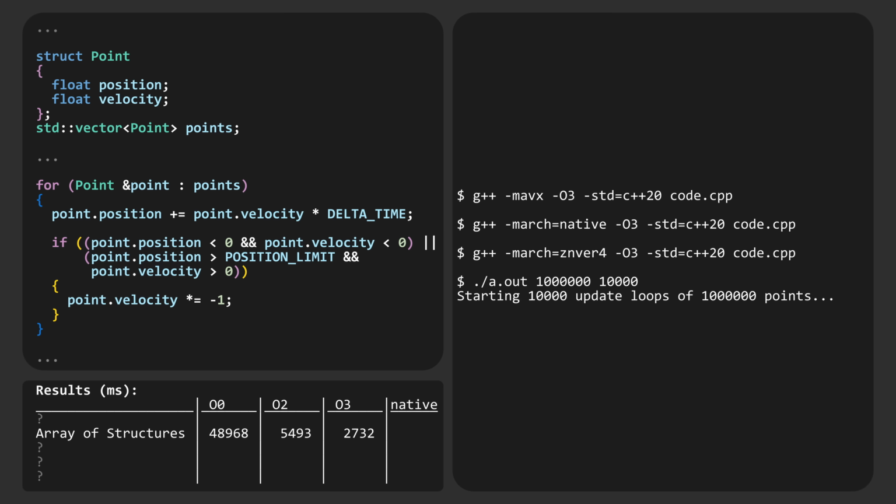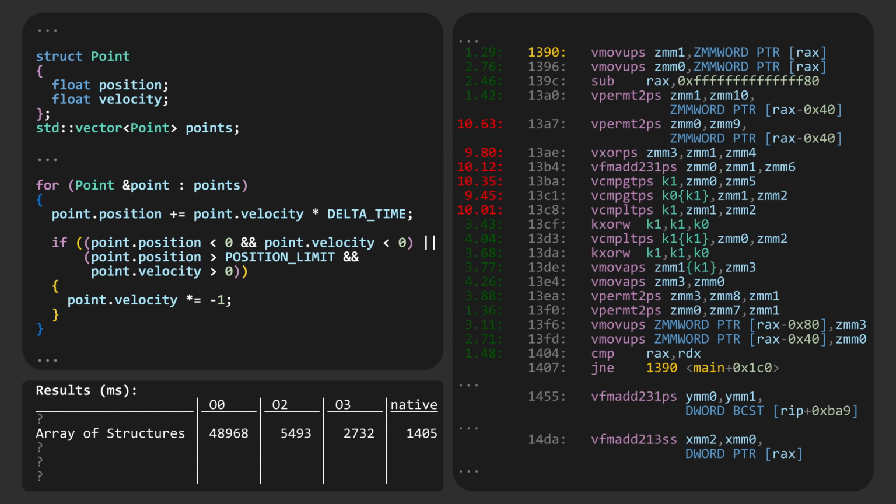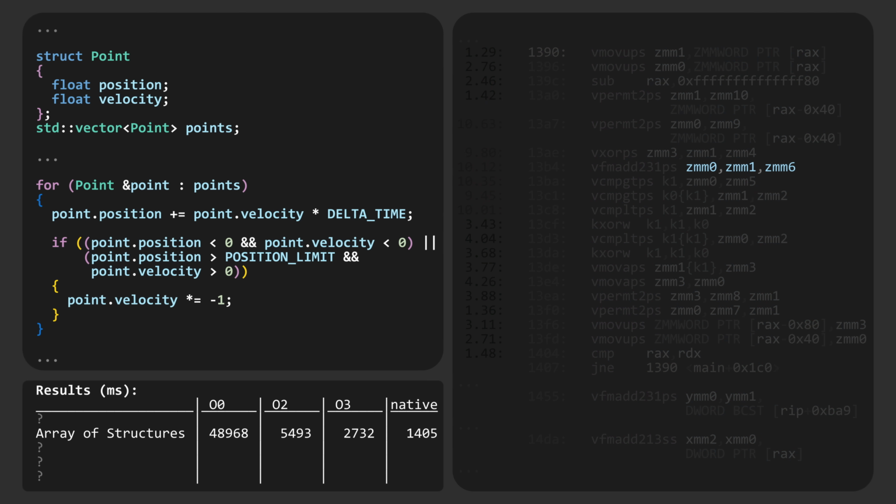With our new flags, we can see that we managed to nearly double performance again, all without changing the code at all. Drilling in as usual, we're greeted with plenty of new instructions, and most importantly, plenty of usage of ZMM registers. The nomenclature here is that XMM registers are for 128-bit instructions, YMM registers are for 256-bit instructions, and ZMM are for 512-bit instructions, which means we're up to processing 16 floats at once.